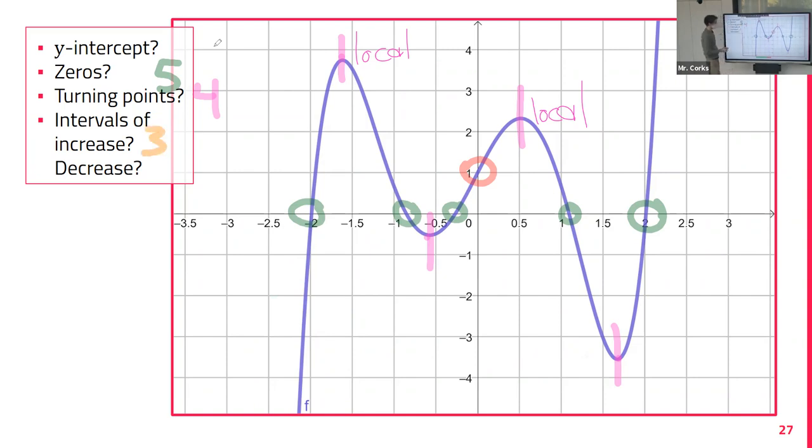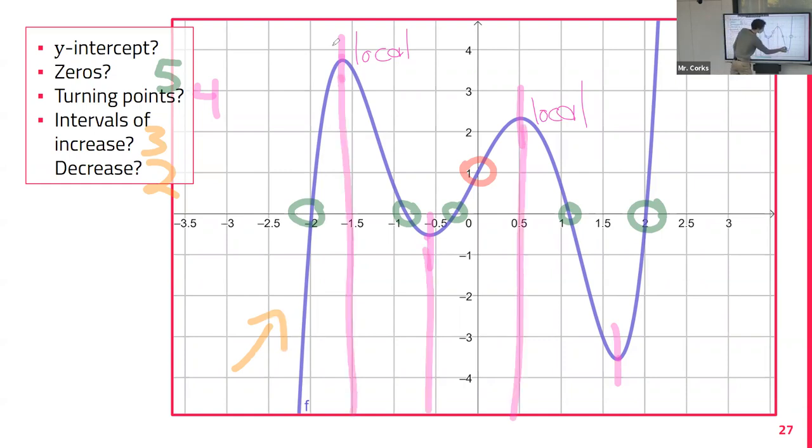3 increasing intervals and 2 decreasing intervals. So if we can see where the turning points are, it's pretty easy to find the interval. So we increase up to the first turning point. Let's extend that line down a bit. And then decreasing between the next 2, then increasing up, down, and up. It should be pretty easy to see that just from the slopes.